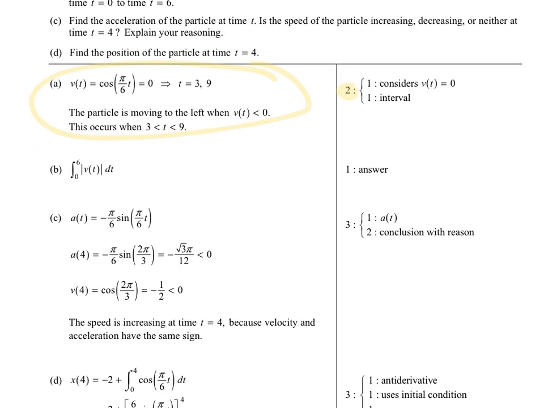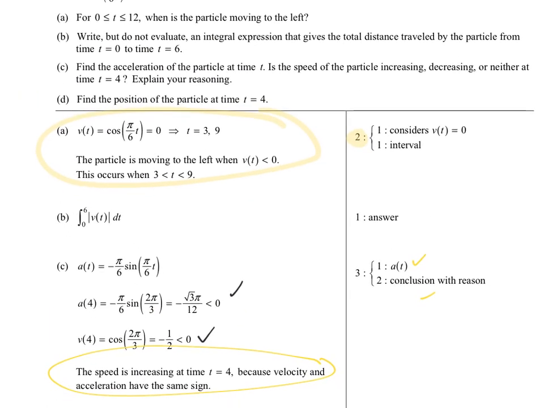Okay, so if you didn't check B, there it is, and C. So we got less than 0, less than 0. That's matching with what we did. Speed is increasing because velocity and acceleration have the same sign. So we had almost the same sentence as that. 3 points, 1 for the acceleration, 2 for the conclusion with the reason. So I was right on with that.